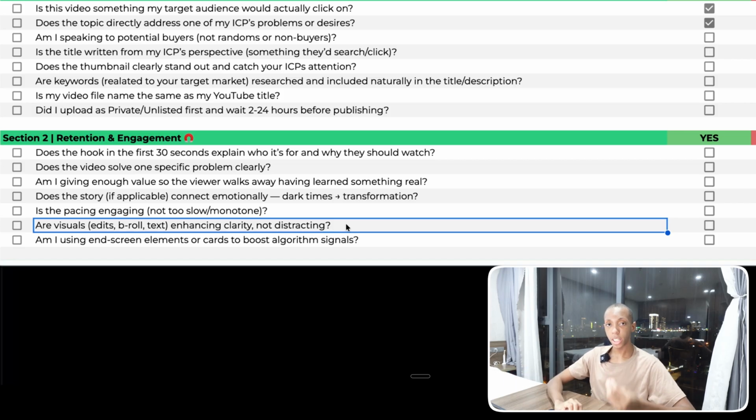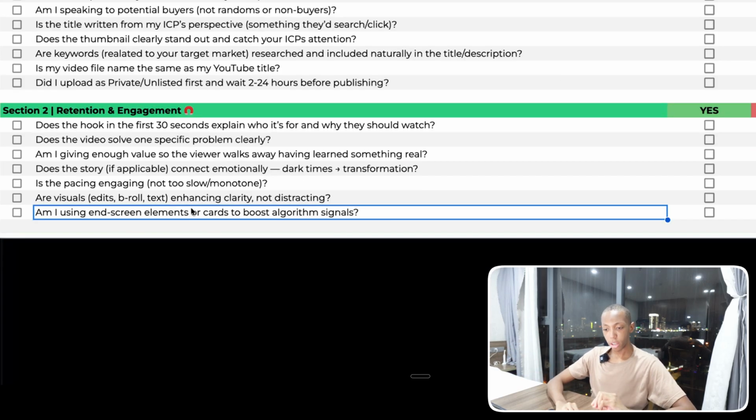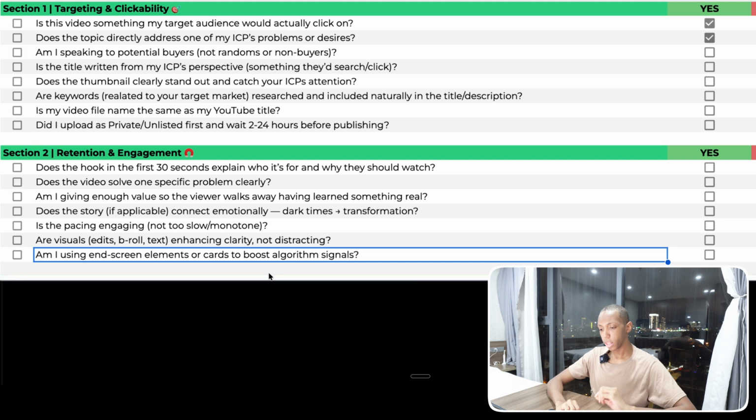It's very important that they digest it so they can actually get the value and go into offer. Not even just go into offer, so that they can get the value, right? So that they can know, like, and trust you a lot more. Last thing in this section too, am I using the end screen elements or cards to boost the algorithm signals?